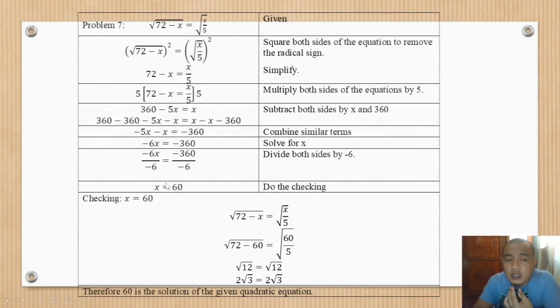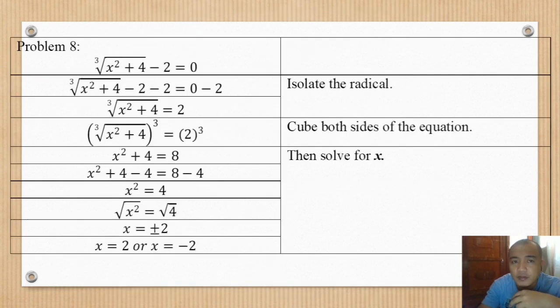Now, let's do the checking. Substitute 60 for x in the original equation. 72 minus 60 is √12, and 60 divided by 5 is √12. Since they are equal, √12 equals √12. So, therefore, 60 is the solution to the given radical equation. Okay. Let's continue. That was problem number 7.